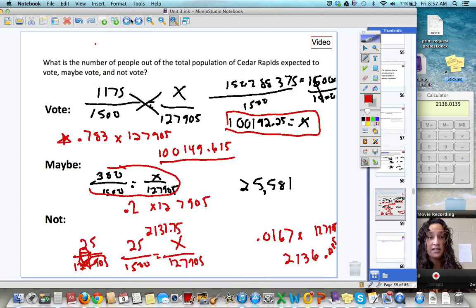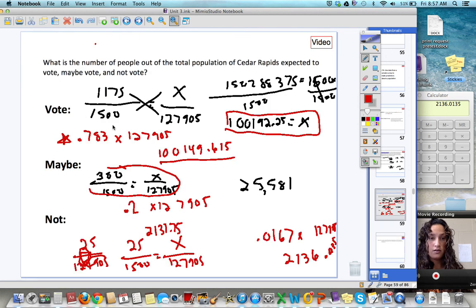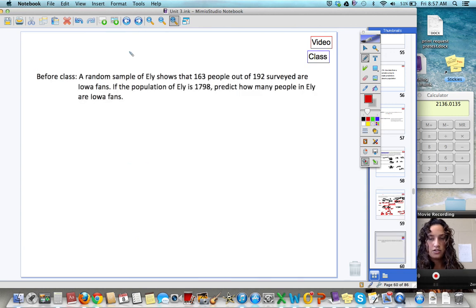So you're doing the same kind of thing. I just want you to show if you're going to do a proportion or if you're going to multiply. So make sure you actually show your work for which one you're doing. All right, so you're doing that before class.